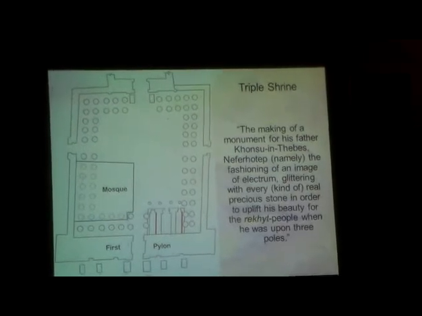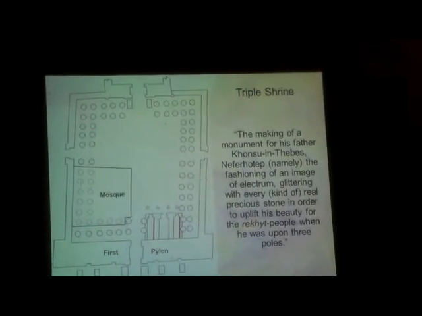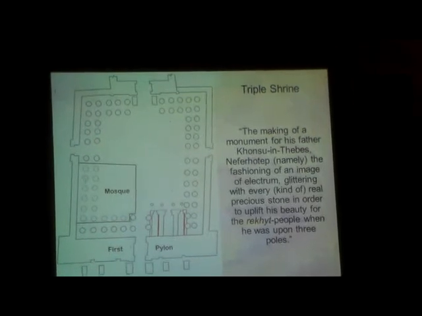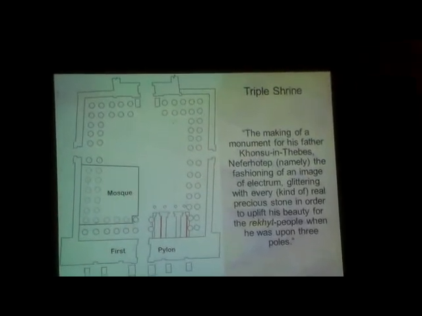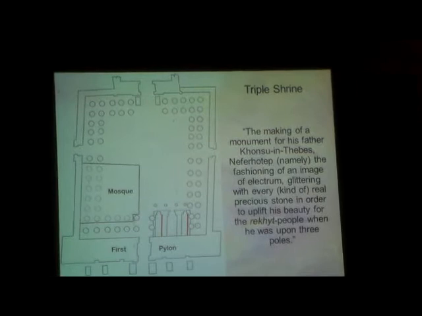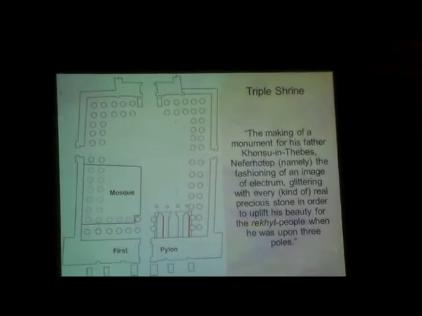So here we have the statue of the god being brought out in procession, being carried by the priests in the barque, and as it says, for the rekhyt people. So it's been specifically done for the rekhyt people.